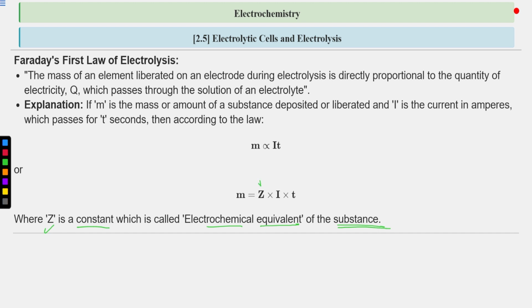Here we introduce a constant which is called the electrochemical equivalent from the first law of electrolysis. So according to the statement of Faraday's first law of electrolysis, this is the equation for it. M equals ZIT.